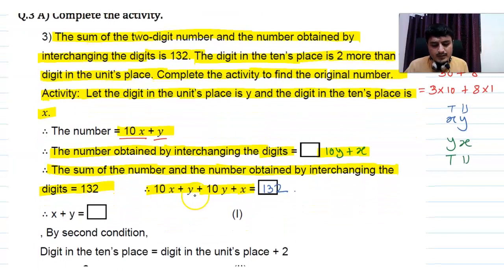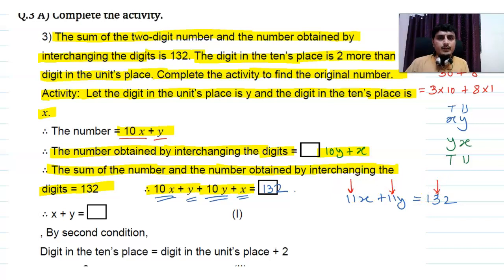So now 10x plus x becomes 11x, while y plus 10y gives 11y, equal to 132. Here the coefficients of x, y and the constant are all divisible by 11. So once we divide the equation throughout by 11, we get x plus y equals, 11 ones are 11, 11 twos are 22, so x plus y equals 12. Let's call it equation number 1.